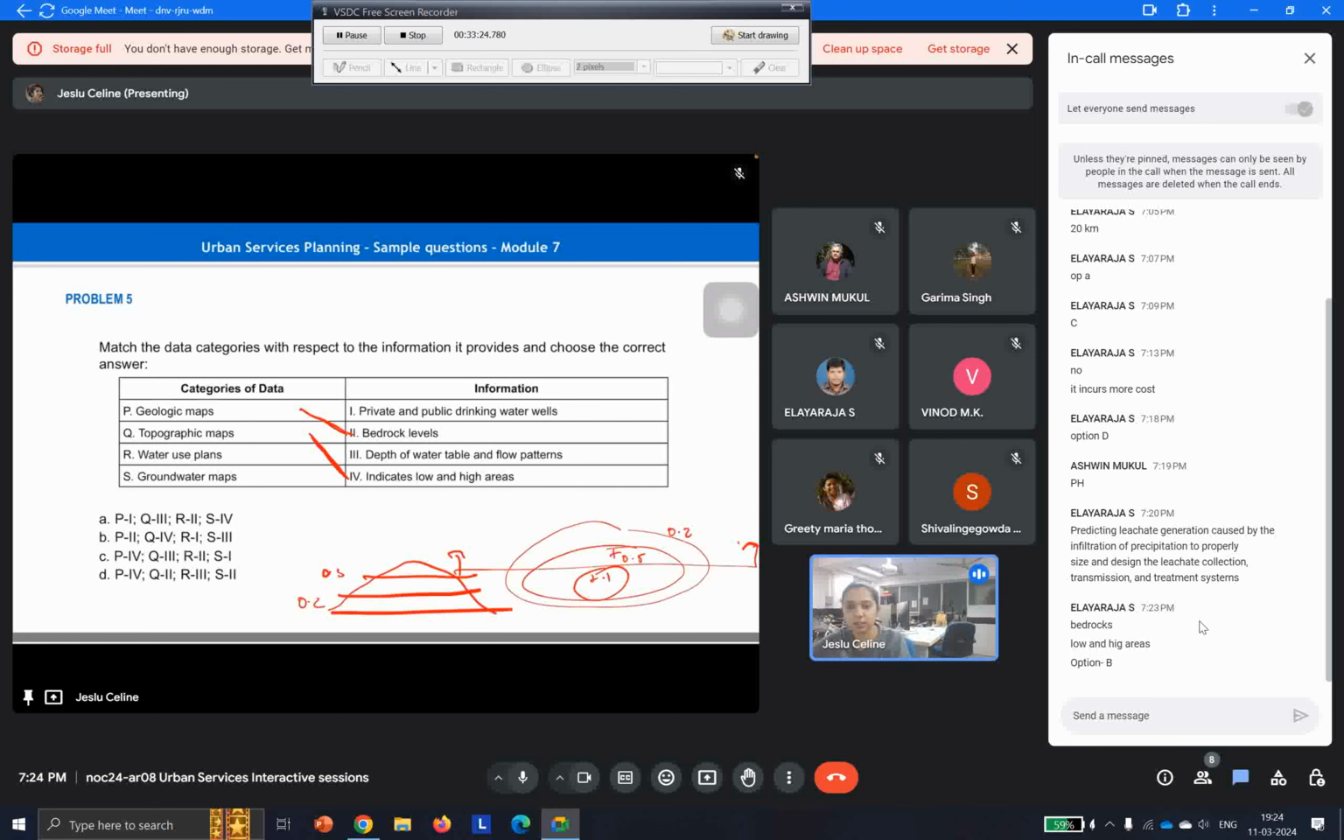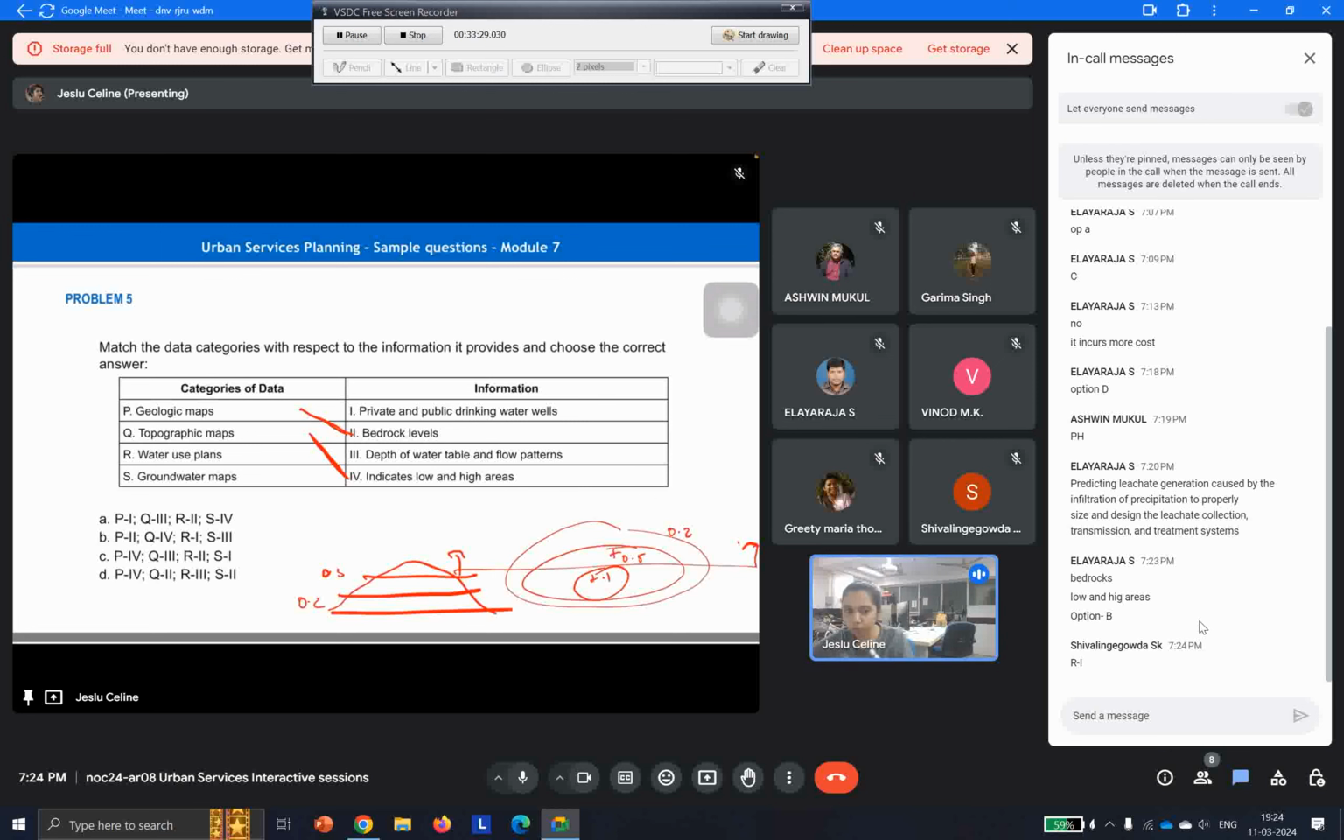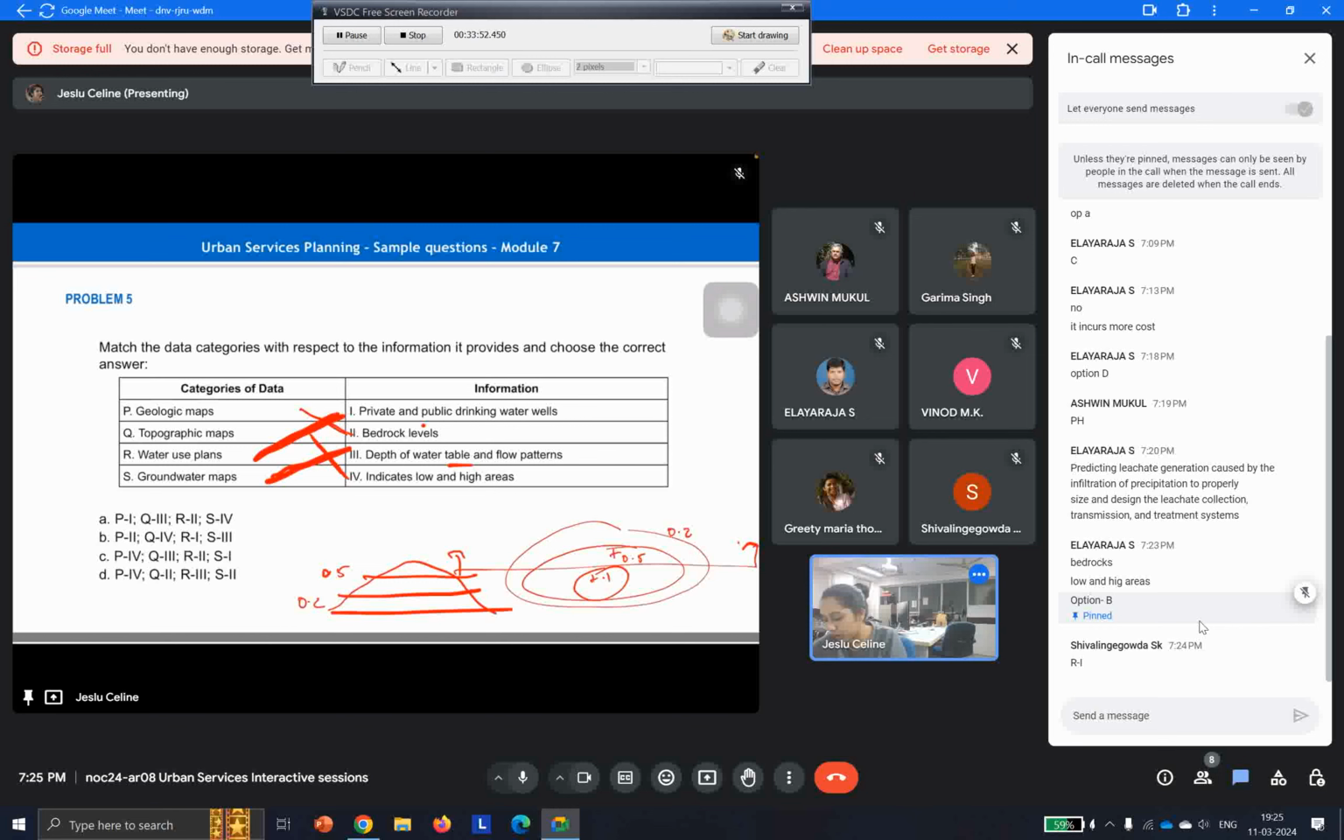So that we have discussed. We have water use plans and we have groundwater maps. The groundwater map is the one which gives, yes, R is 1. Groundwater maps give us the depth of the groundwater table, and water use maps give us the public and private drinking water table. So that works out to option B. P is 2, Q is 4, R is 1, and S is 3. Yeah, option B.